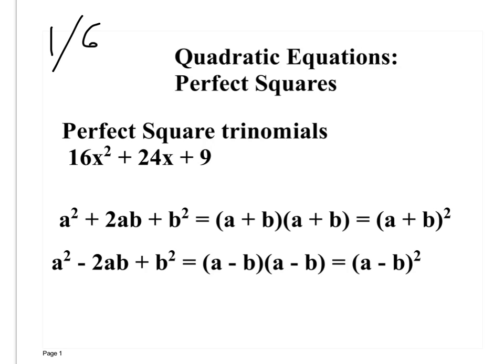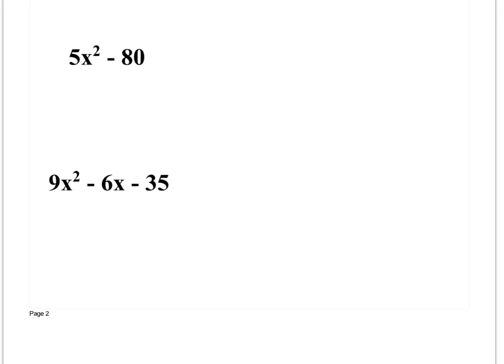Now, like I said, you'll know this is a perfect square trinomial because this is a square, this is a square, and this is 2 times the square root of the first times the square root of the second. It's 2 times a and b, where a would be 4 and b would be 3. Okay? Any questions?